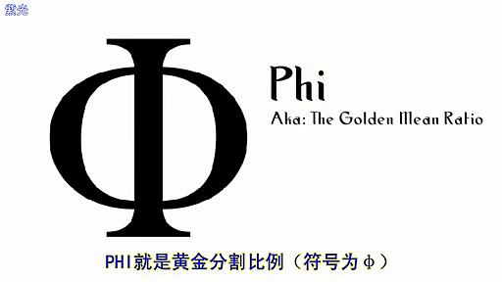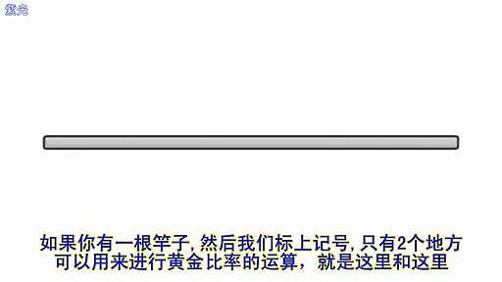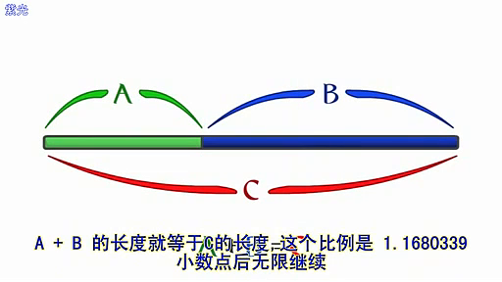Phi, also known as the golden ratio, or golden mean, is a very simple relationship. If you had a rod and were going to put a mark on it, only two places would mark the phi ratio, which is here or here. The length of A plus B is equal to the length of C. This ratio is 1.61803339 and continues on forever.